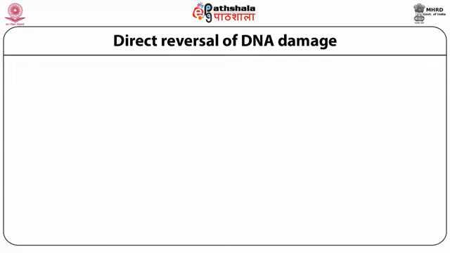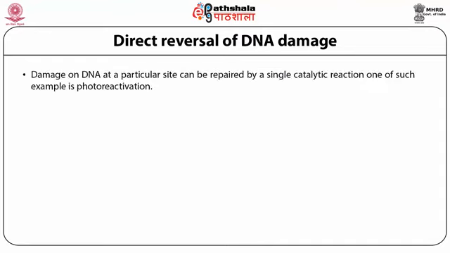In this section, we will learn how DNA damage is repaired by the photoreactivation process. Damage on DNA at a particular site can be repaired by a single catalytic reaction. Reports show that an enzyme identifies and reverses certain types of damage on DNA. One such kind of DNA damage by UV irradiation is the formation of pyrimidine dimers, which can be repaired to their monomeric forms by a process called photoreactivation.